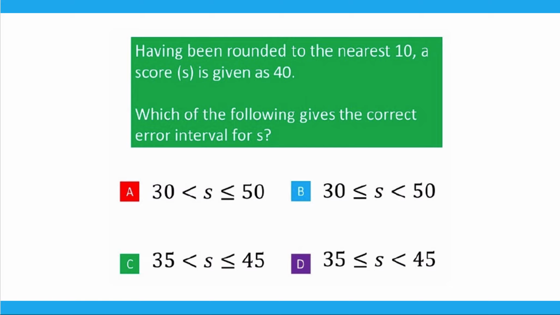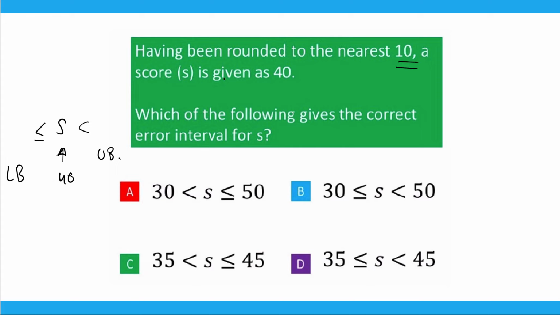Okay, now our final question is this: having been rounded to the nearest 10, a score is given as 40. Which of the following gives the correct error interval for S? So to the nearest 10 this is. We have S and we have our signs. We know S is 40, and we need our lower bound and our upper bound. So remember, it's being rounded to the nearest 10.